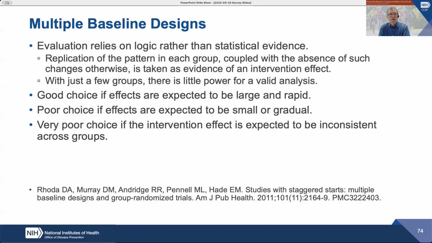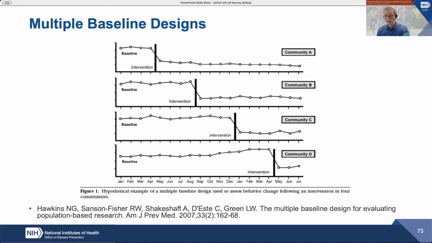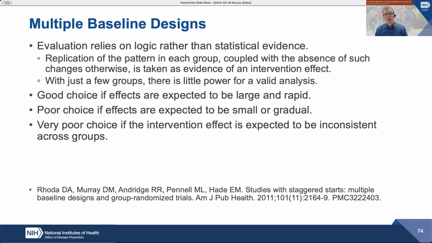The catch is that this design is not very good if the intervention effects are expected to be small or take some time to develop or fade over time after you observe them. And it's a very bad choice if the intervention effect is expected to be inconsistent across groups. You'll see noise rather than this nice clean pattern. So the evaluation relies on logic, not on statistics. And I discourage people from this approach if they think the effects are going to be small or gradual, or if they think they might vary appreciably among the groups that they're going to use.